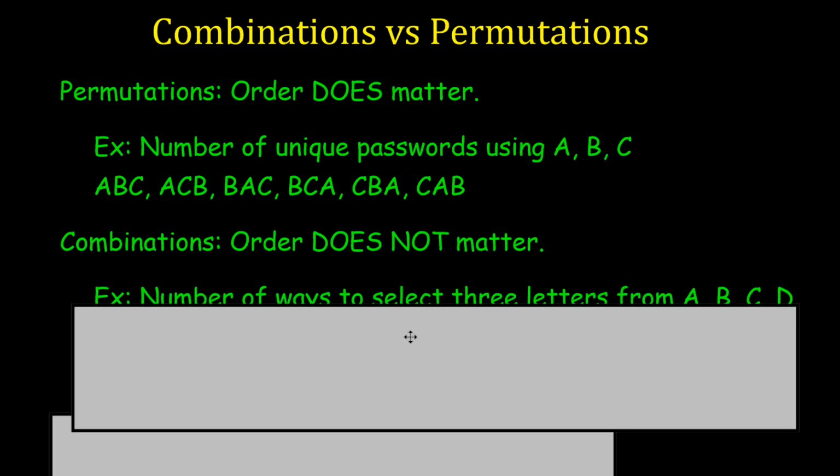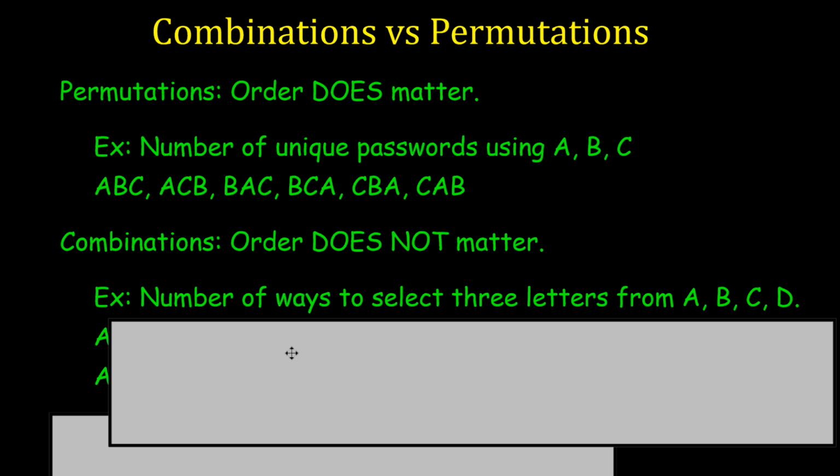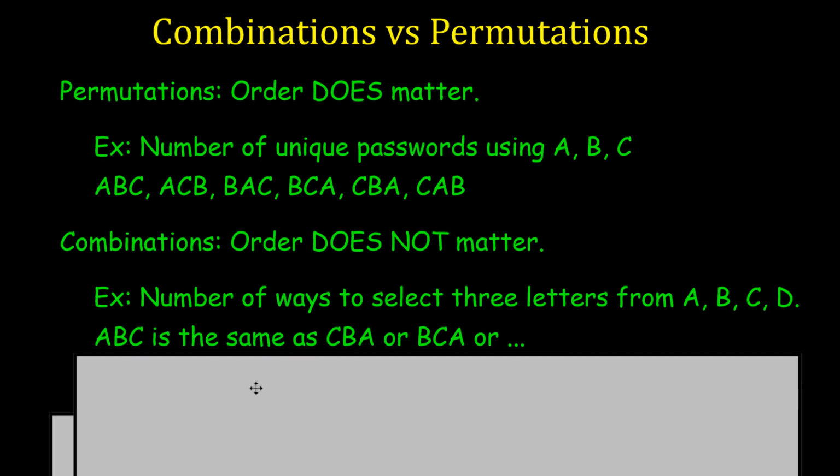All right, so an example might be the number of ways to select 3 letters from A, B, C, and D. So here I don't care how you select the 3 letters, as long as you just select those 3 letters. You could maybe think of it as selecting 3 friends to have a sleepover out of your 4 friends or something like that. So ABC, as I said before, is the exact same as CBA or BCA or BAC, you know, all those different combinations up here.